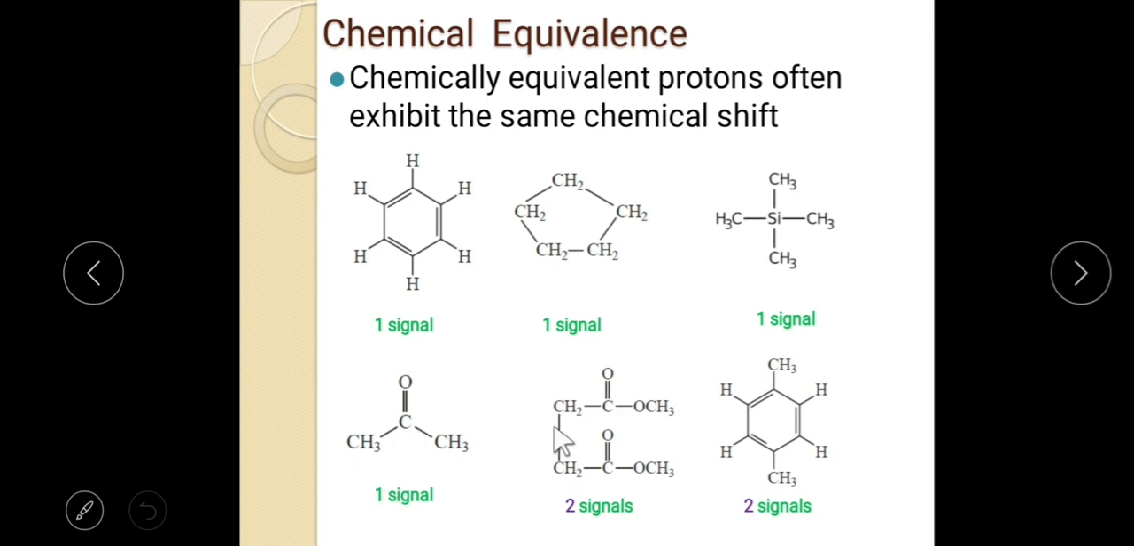Now in the next molecule we have a plane passing through the CH2 groups. We have a plane passing through these 2 CH2 groups. That means this CH2 and this CH2 are in the same chemical environment, therefore these 4 protons will show one signal, and OCH3 and OCH3 also show one signal. So CH2 has one signal and CH3 has one signal. So this molecule will show 2 signals in H1 NMR spectroscopy.